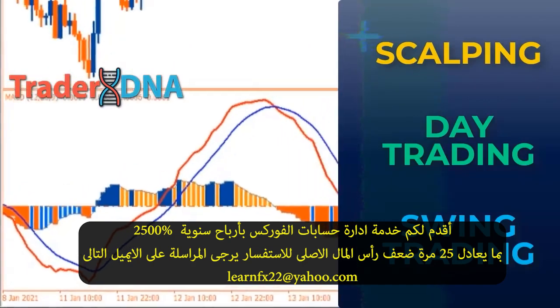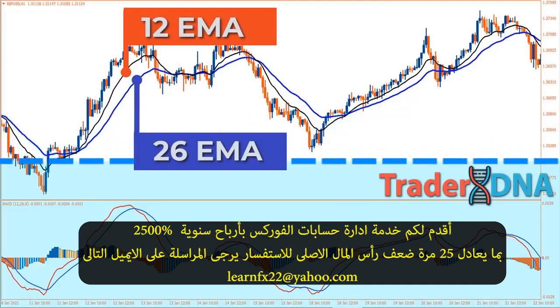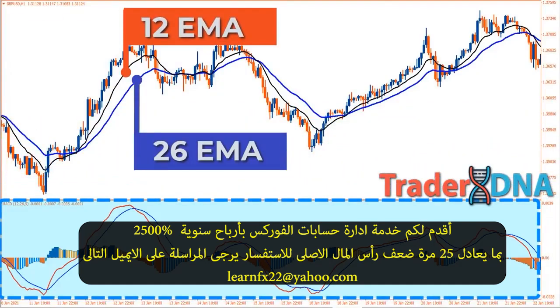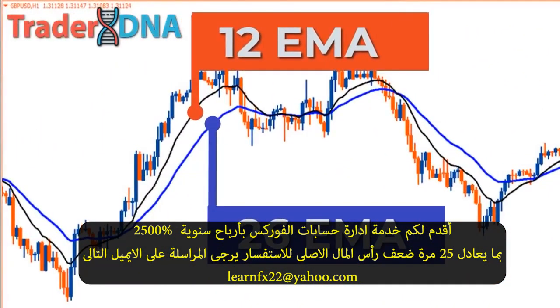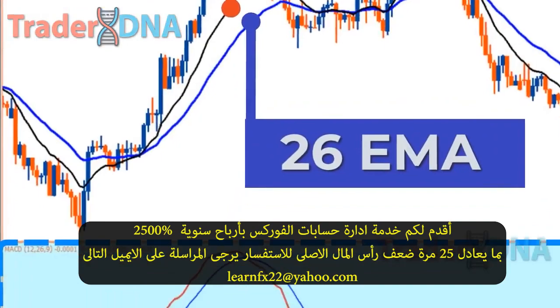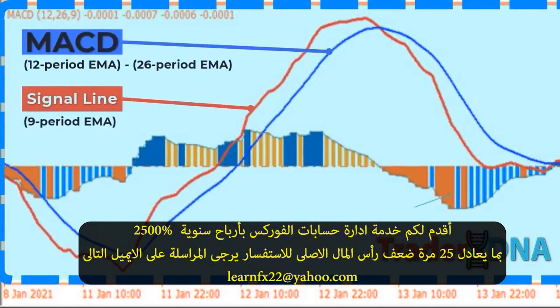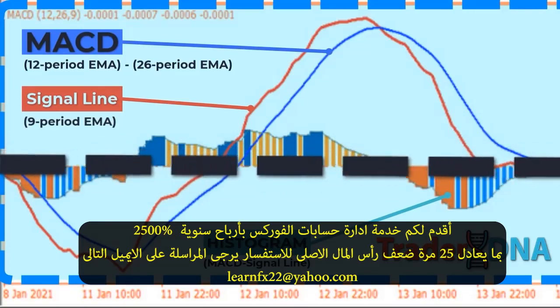This chart shows the relationship between the two moving average lines and the MACD for British pounds United States dollar. The top part of the chart contains the 1-hour prices for the currency pair, as well as a 12 and 26 exponential moving average. The bottom part contains the MACD line, the signal line, the histogram, and the zero level.